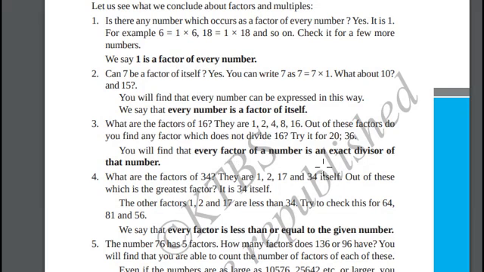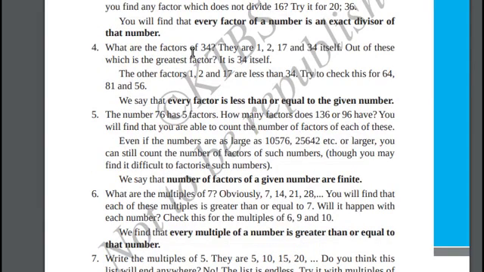Every factor of a number is an exact divisor of that number. We can divide 16 by 1. We can divide 16 by 2. 16 by 2 is equal to 8. We can divide 16 by 8. 16 divided by 8 is equal to 2. 16 divided by 16 is equal to 1. In this case, that number is 16, and the factors are 1, 2, 4, 8, 16.